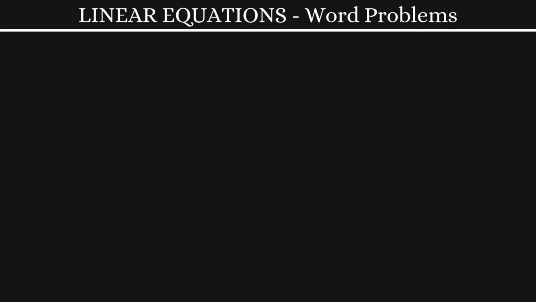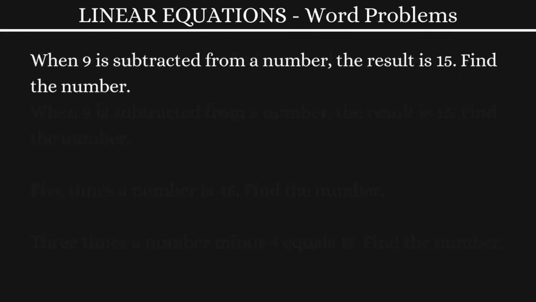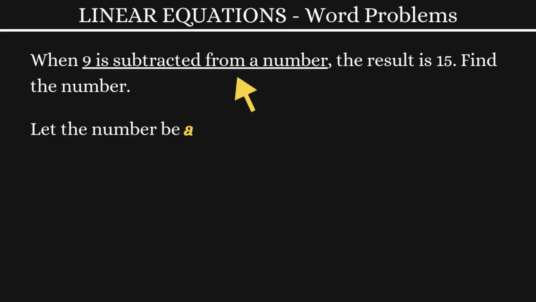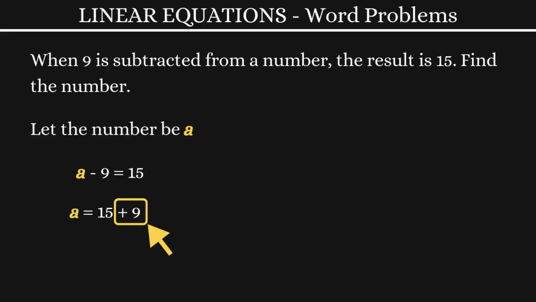Next question. When 9 is subtracted from a number, the result is 15. Find the number. Let the unknown number be a. Here we have 9 subtracted from the number, so we have a minus 9. The result is 15. So a minus 9 is equal to 15 is our equation. Next step is to solve it. Moving this minus 9 to the other side, it becomes plus 9. a is equal to 15 plus 9, which is 24.